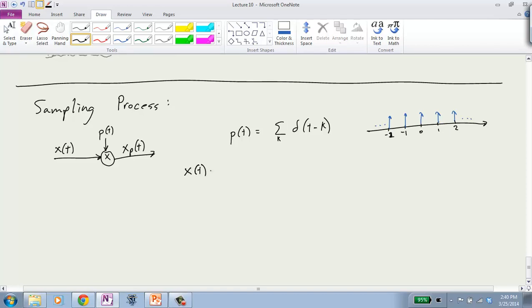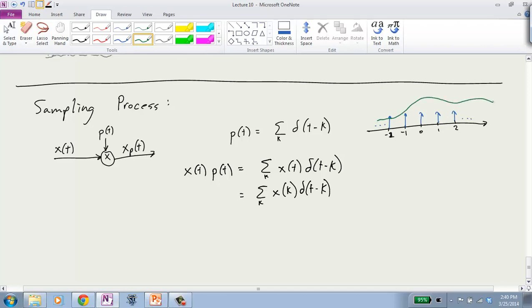X of t times p of t equals the sum over k of x of t delta of t minus k, which equals x of k, x at those integer values, times delta of t minus k. And in picture, this will make more sense. What we're saying is that if we have our x of t and we multiply it by these delta functions, the result is simply delta functions at the height of the function x.